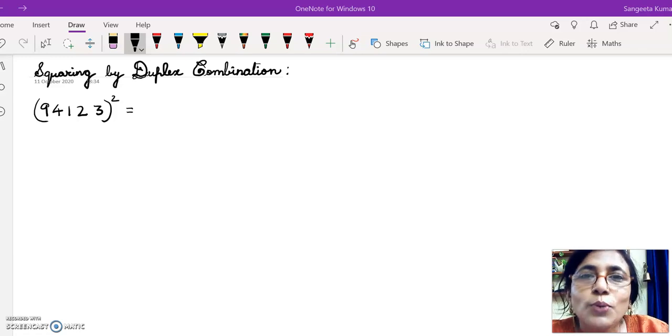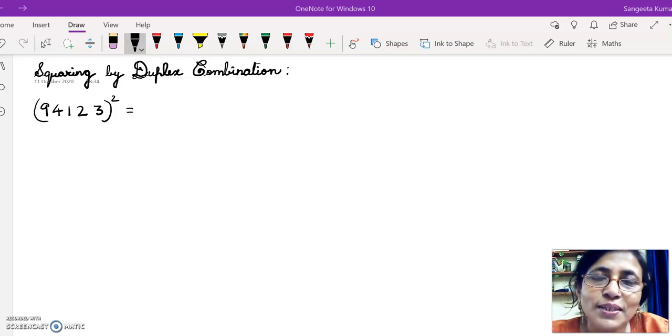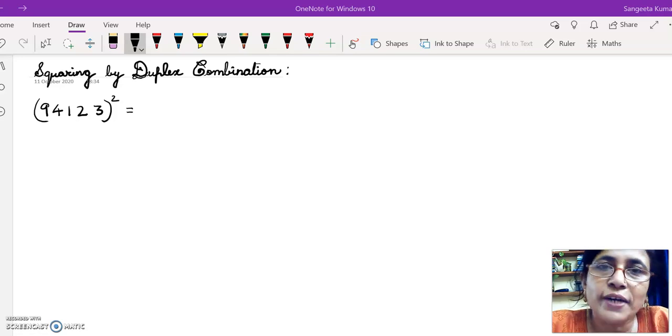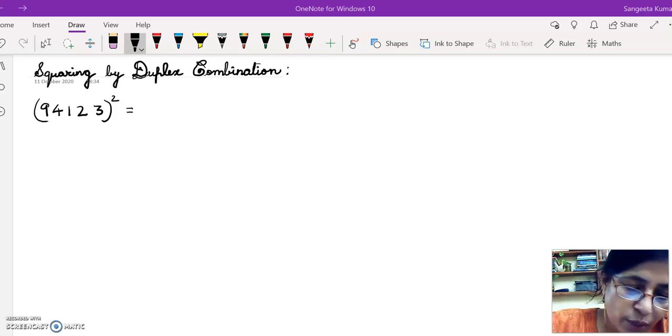Hello friends, what if I tell you that I can find the square of any number within seconds and without a calculator? Let's see. Here I have taken a 5-digit number and I'm going to find the square of it. So let's begin. I've taken 94123, which is a 5-digit number, and I'm going to find the square.